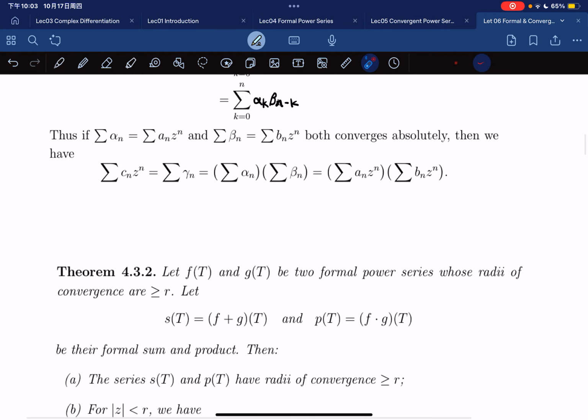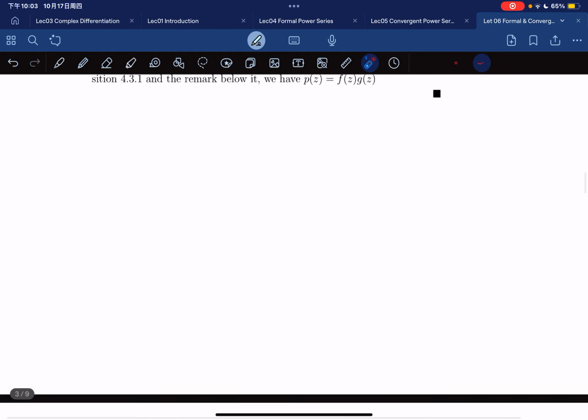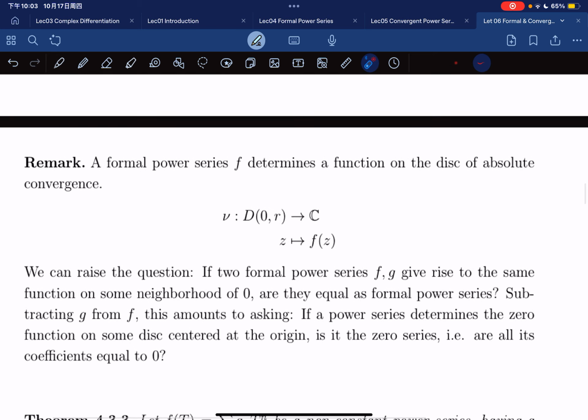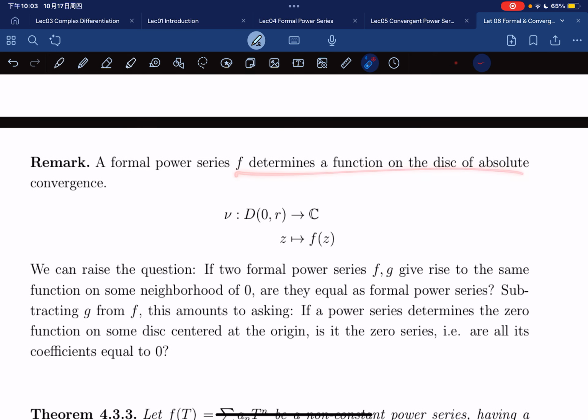So, a formal power series determines a function on its disk of absolute convergence. Given the disk, it sends z to f(z). So we can raise the question: if two formal power series give rise to the same function on some neighborhood, are they equal as formal power series?